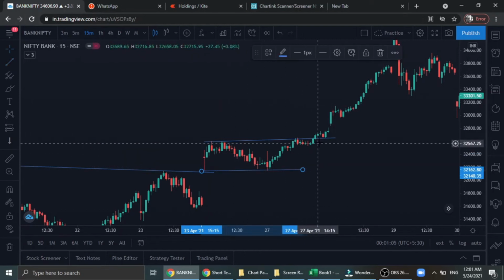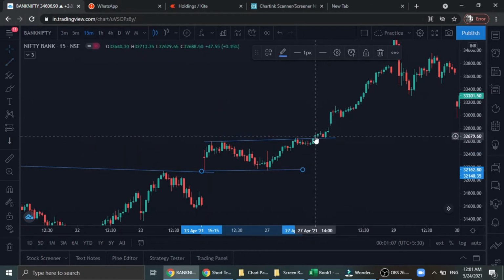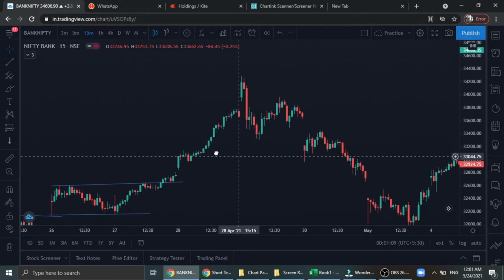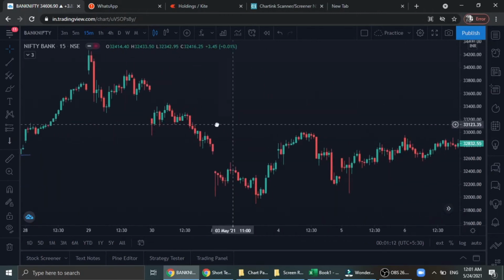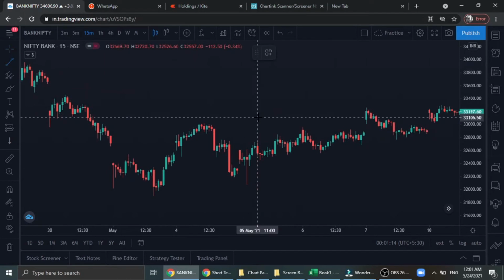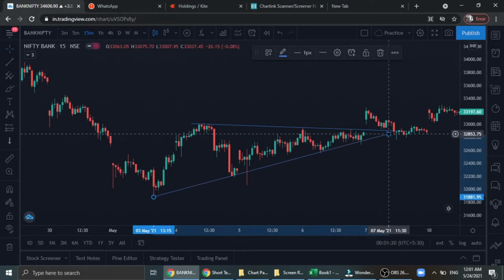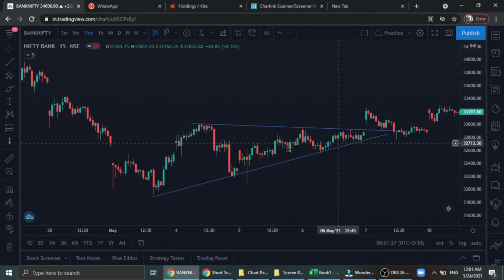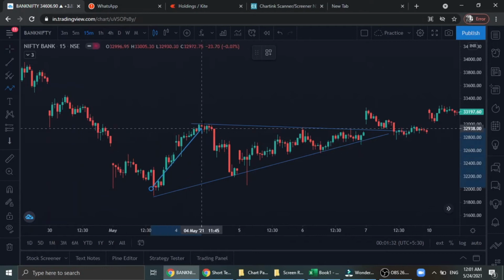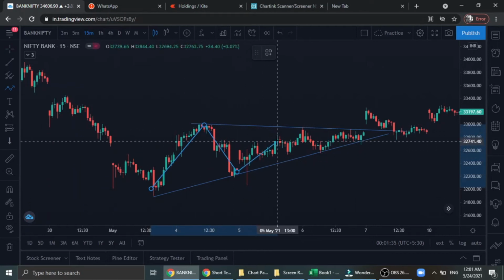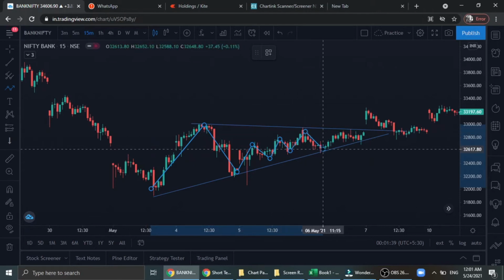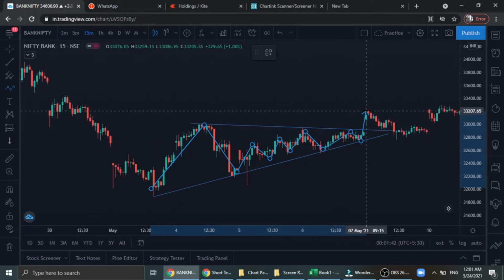And this is one more pattern that we can say. It took breakout upside and then gone up. And here is one more pattern. Generally people call it triangle patterns. It's a breakout.